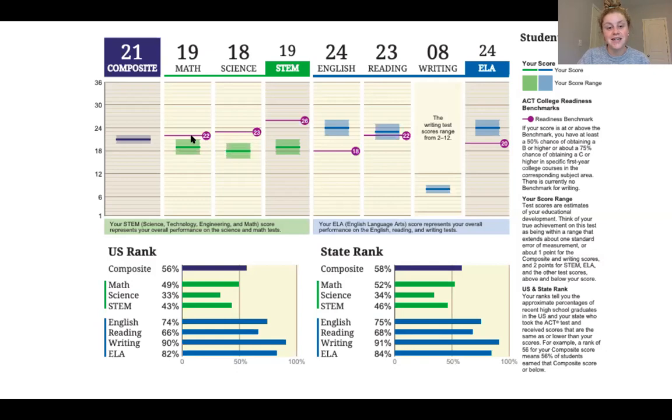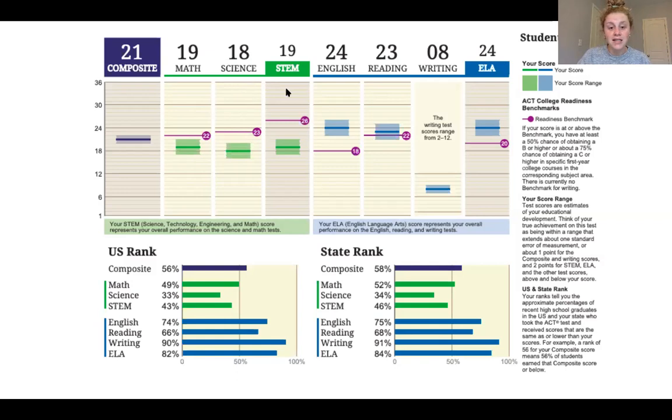It is merely a suggestion, based on their information, of what they're looking for as college readiness in these sections. So next is the science section, which I'm told a lot is the most difficult part of the ACT test, which I definitely understand. This student got an 18, and again, according to ACT, that college readiness benchmark is about a 23.